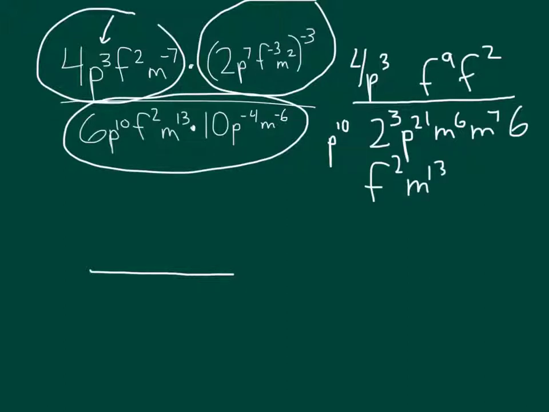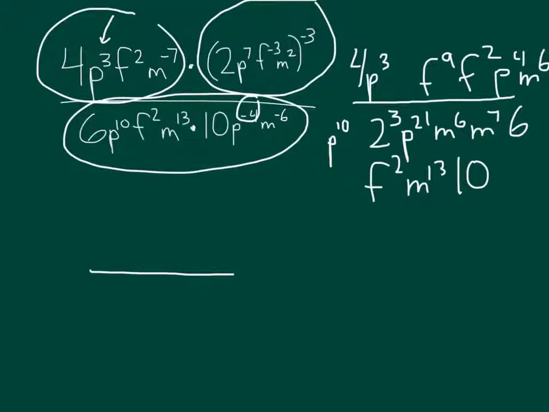A 10, which is not affected by the negative 4th power right here, because remember that only goes to the p. So the p to the negative 4th on the bottom will actually go to the top as a p to the 4th, and the m to the negative 6th, once again, will go to the top as an m to the 6th. So now we've got everything moved. We've dealt with all of our negatives, so now we can start combining some things.